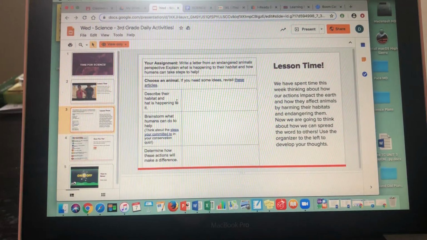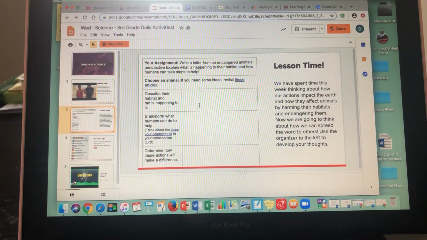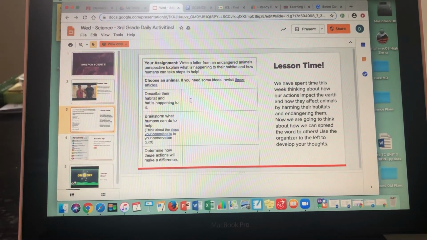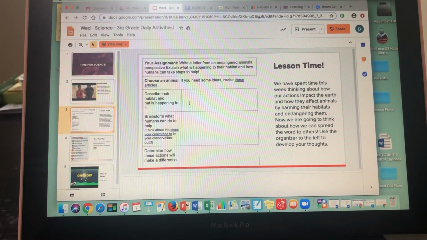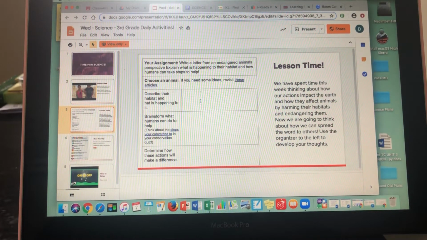You also then planned out a letter. We are going to be moving into persuasive writing right here, okay? You planned out a letter pretending to be an endangered animal, and you got to choose which endangered animal you wanted to be. In your planning, you are going to describe their habitat and what's happening to it. Why are they endangered? What is happening to their habitat?